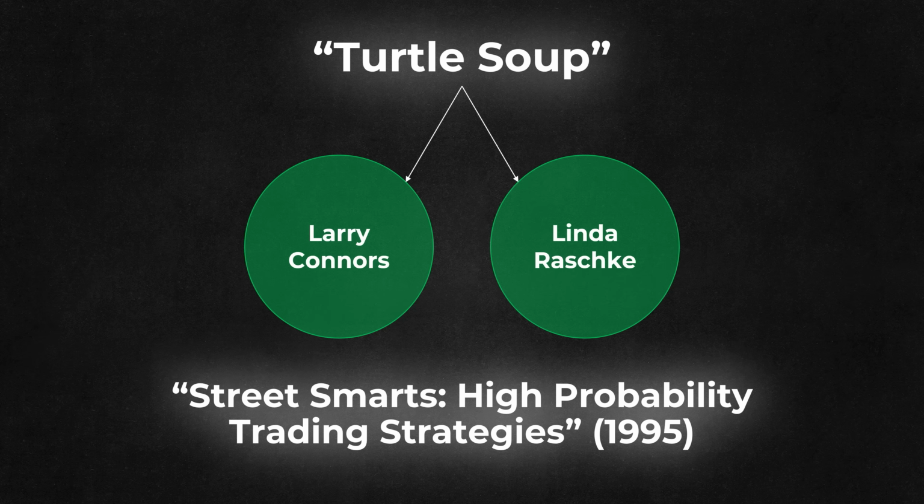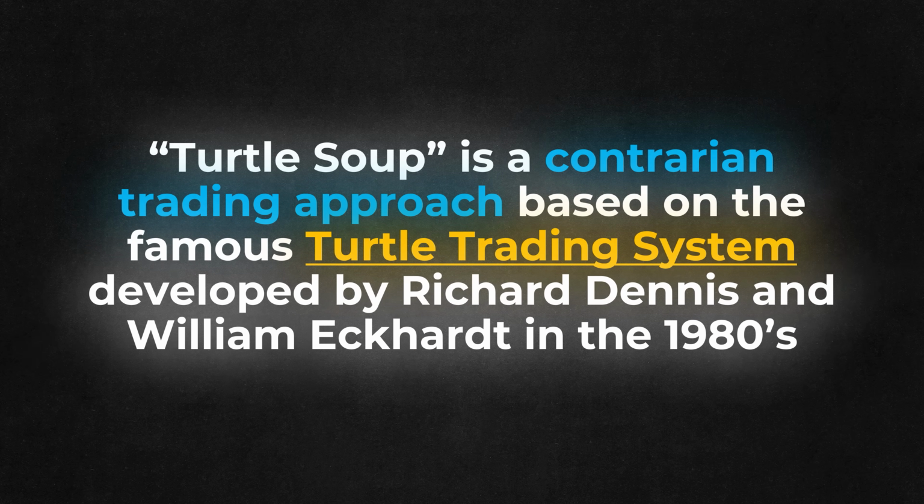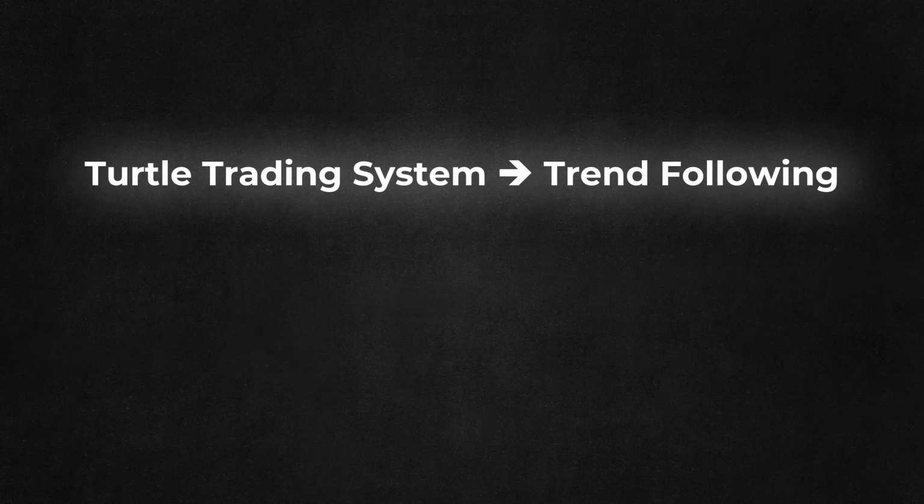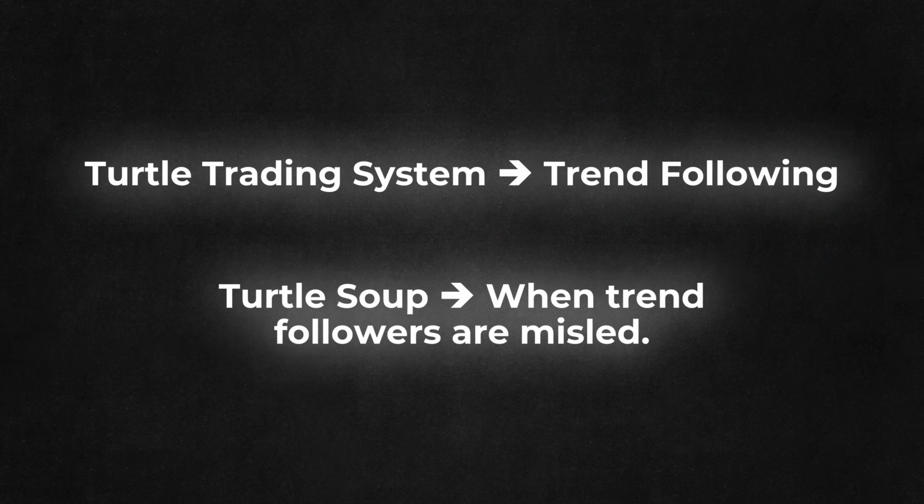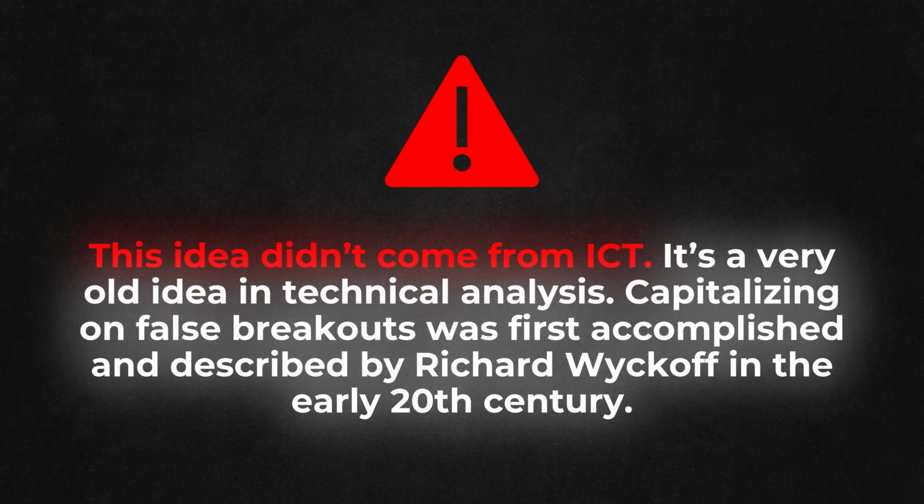It is a play on the famous turtle trading system that was developed by Richard Dennis and William Eckhart in the 1980s. Turtle traders were basically trend traders. Turtle soup is a contrarian trading approach that capitalizes on a scenario where trend traders are misled. Once again, this idea did not come from ICT. It's a very old idea in technical analysis.